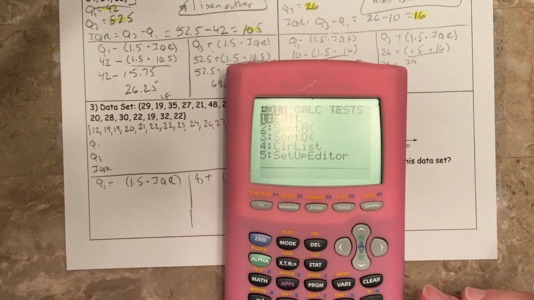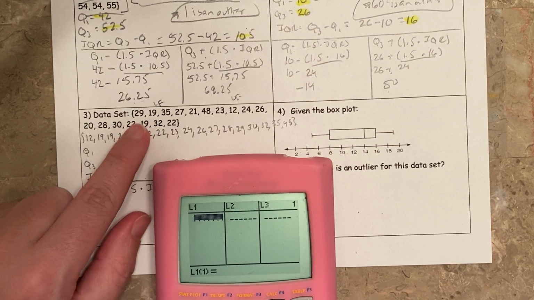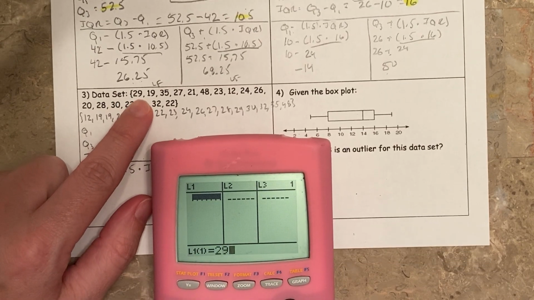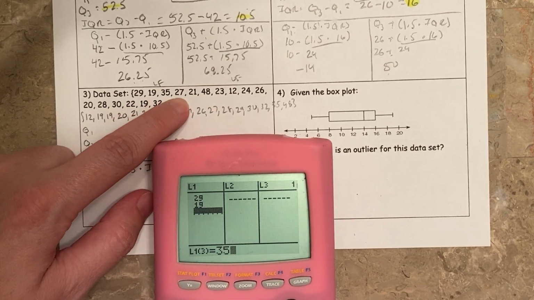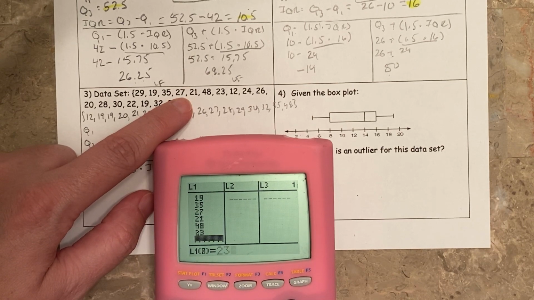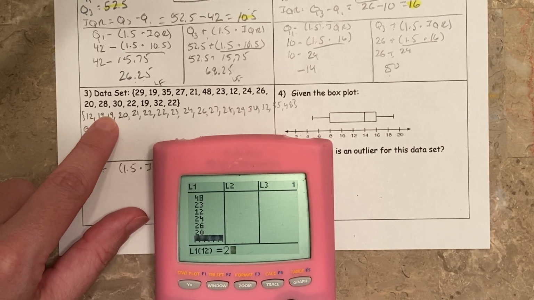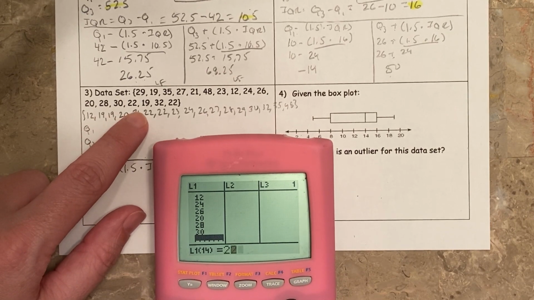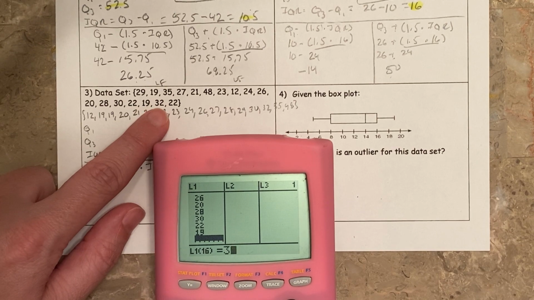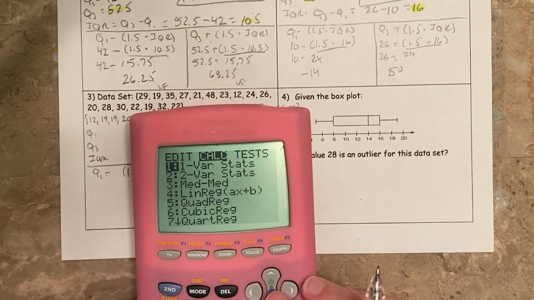All right, calculator, stat 1. It doesn't matter if you put the numbers in the calculator out of numerical order, so I'm just going to go off the original: 29, 19, 35, 27, 21, 48, 23, 12, 24, 26, 20, 28, 30, 22, 19, 32, and 22. All right, let's hope that's right. Stat, calc, 1.